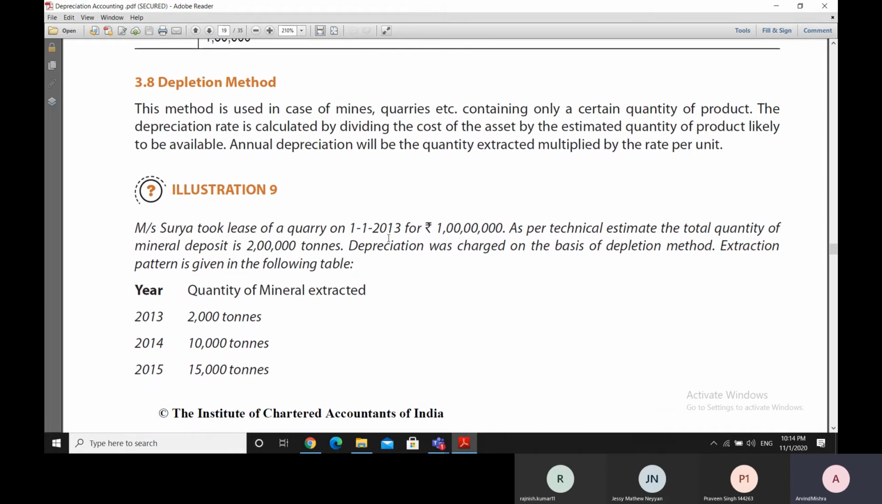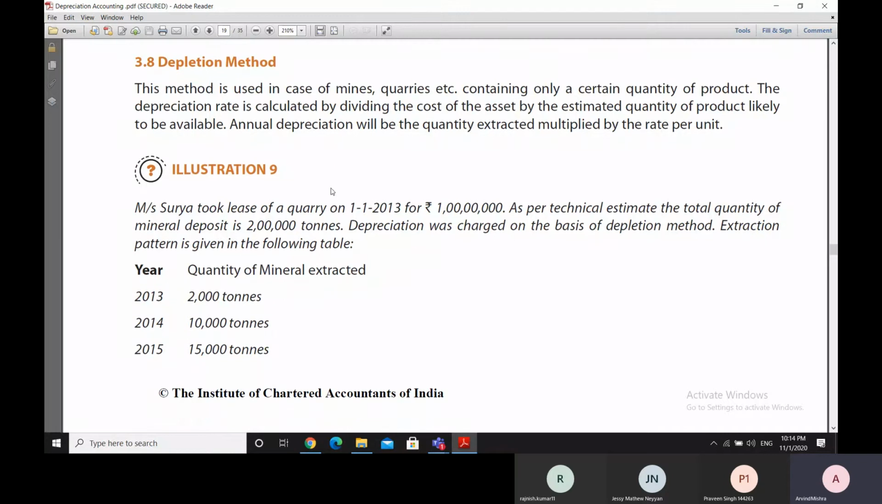So, an example can be taken to understand how to calculate the depreciation by the depletion method. Now, this is called illustration 9. Messrs Surya took a lease of a quarry on 1/1/2013 for 1 crore rupees. So this is a lease of a quarry or a mine for 1 crore rupees. As per the technical estimate, the total quantity of the mineral deposit was found to be likely 2 lakh tons.